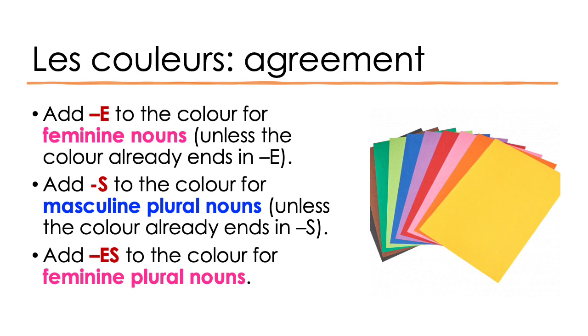So let's recap those rules of agreement of how we get the colours to match our items of clothing, how we get our adjectives to match or agree with our nouns. So we need to add an E to the end of the colour so it can agree with a feminine noun. That is, unless the colour already ends in an E, a word like rouge or jaune. We're going to need to add an S to the end of the colour to make it agree with a masculine plural noun, unless the colour already ends in an S, such as the word gris, grey. And we need to add ES to the colour for feminine plural nouns.